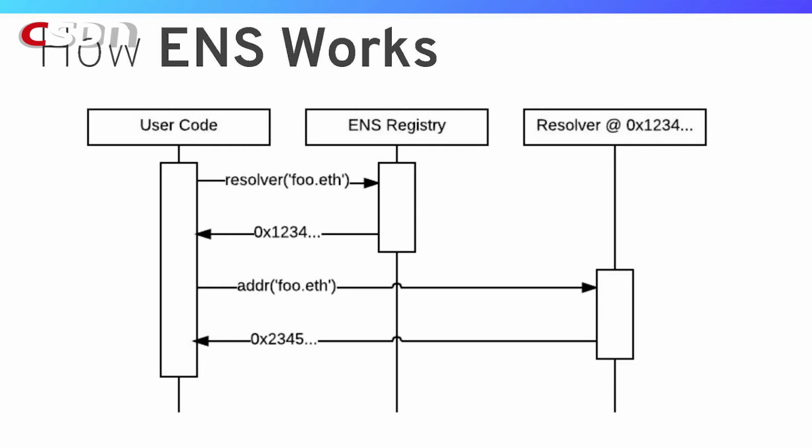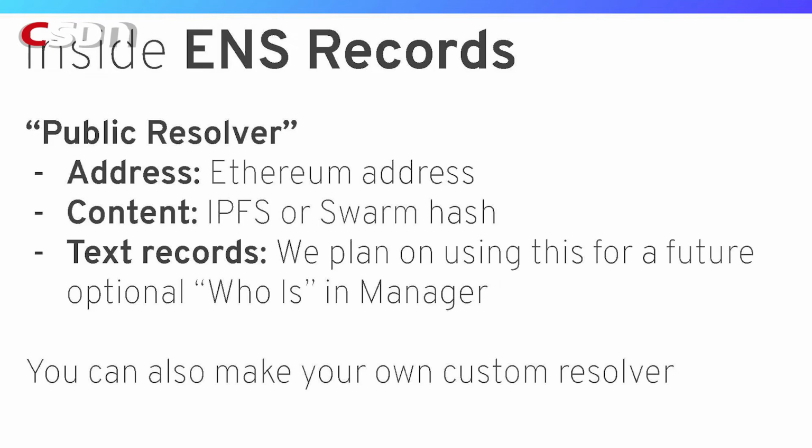The nature of the records is not hard-coded into ENS. So anybody can make their own type of record. Although we do have kind of a standard record type that we've created that most people use, although you don't have to use it. We call it the public record. And it just has 3 record types.